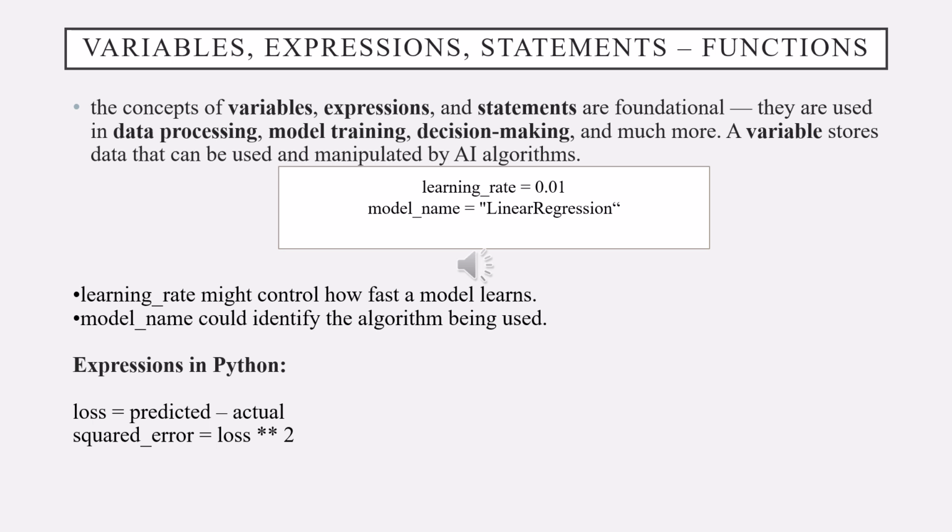So learning rate and model name are both variables, and we are going to model the variable, expression and statement using the Python programming language. The learning rate controls how fast the model learns, so that is its purpose. The model name identifies the algorithm being used. What is the expression in Python they have given? Loss is equal to predicted minus actual, and squared errors are computed from the loss. These are the things that come under variables, expressions and statements.